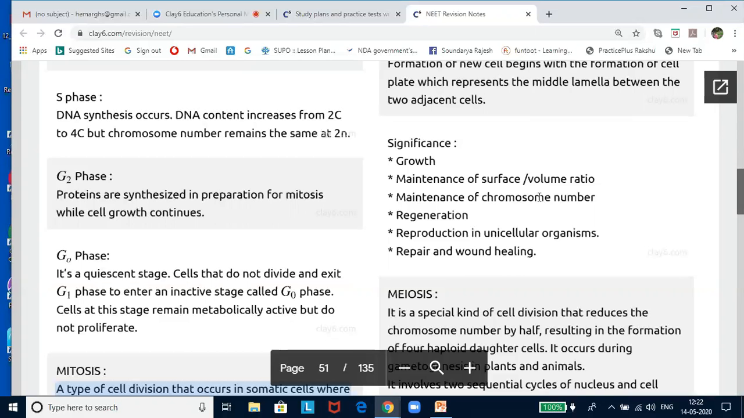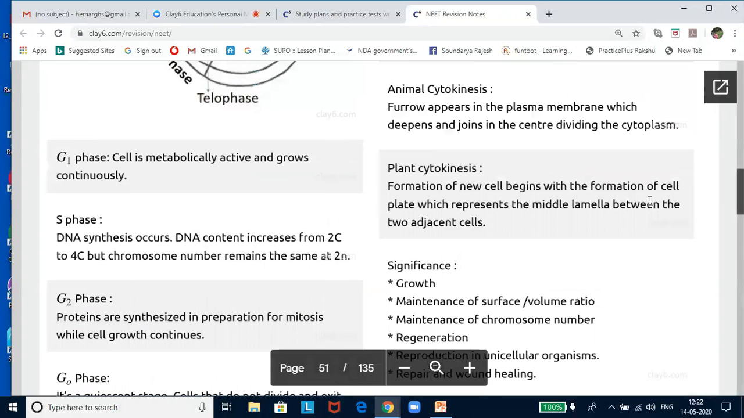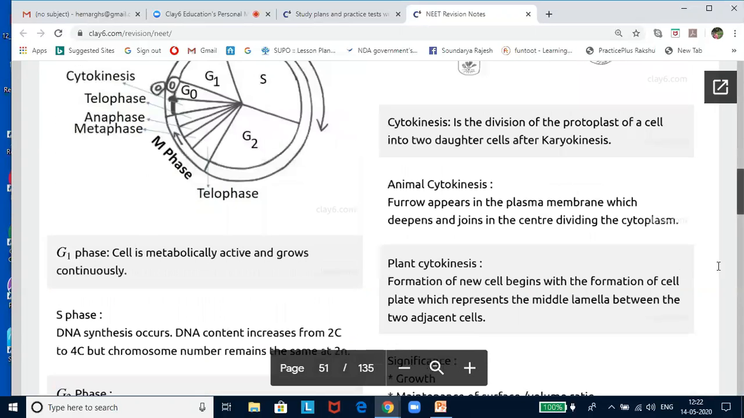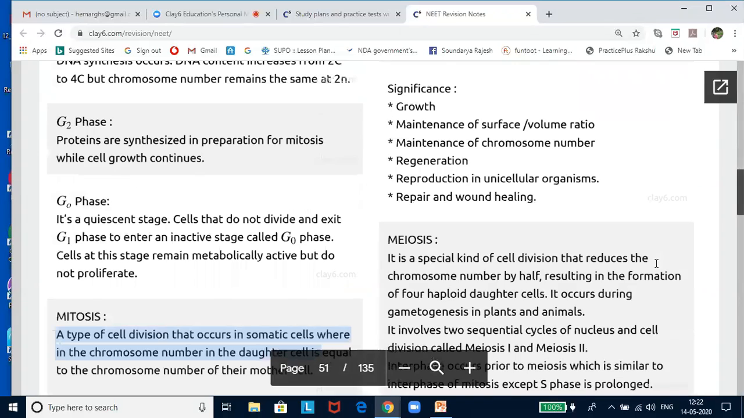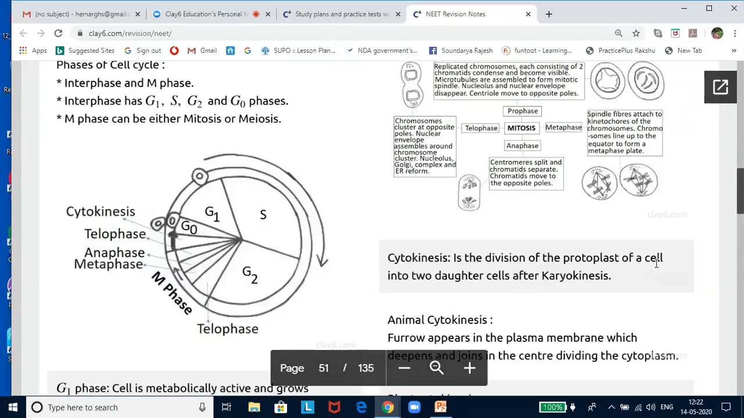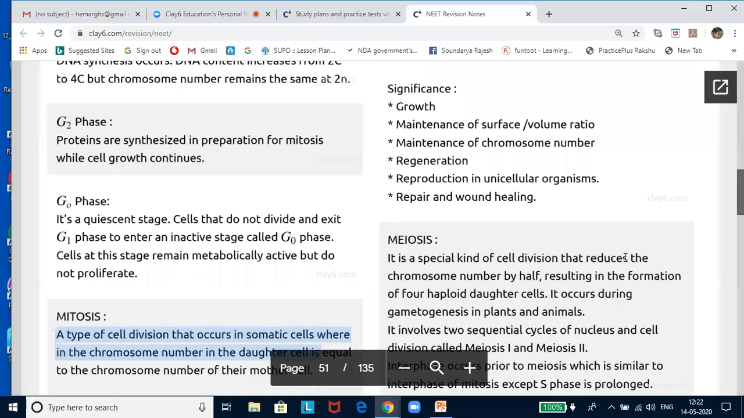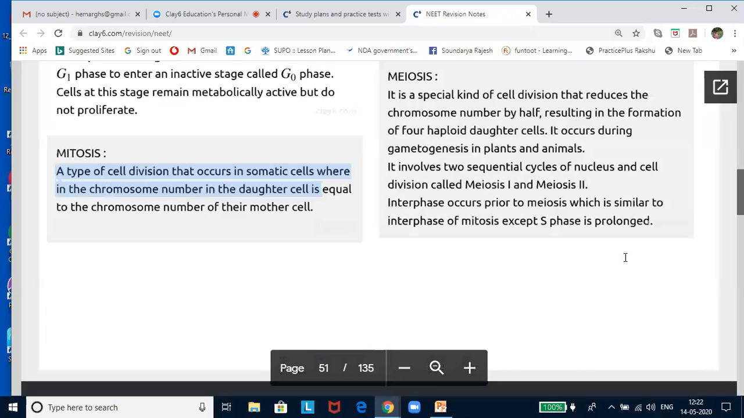So this is about the mitosis. Whatever in your text that goes for 4 to 5 pages, everything has been covered in this PDF very briefly and with the key points that are required for your examination purpose with the diagrams. Now let us look into meiosis.